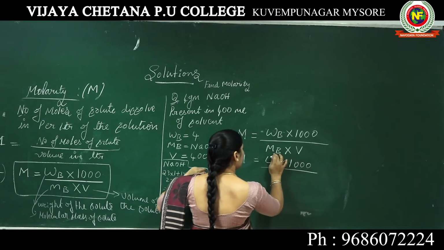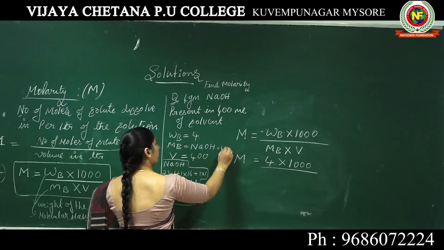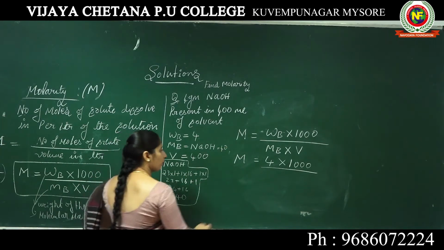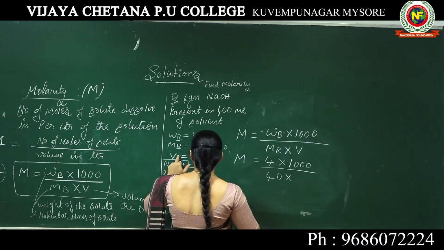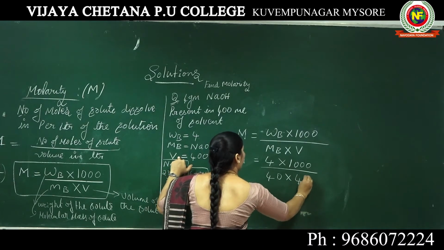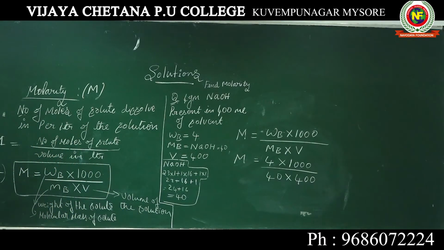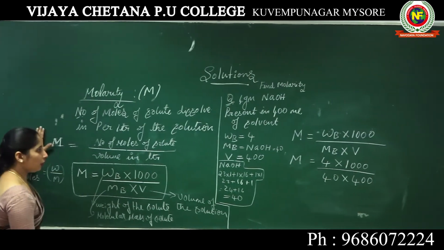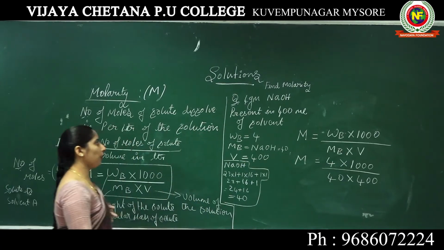So what about the Mb? The molecular mass. Here the molecular mass is 40. 40 into V, 400. 40 into 400. So you know now how to distribute whatever the solvent and solute are present in the given question.